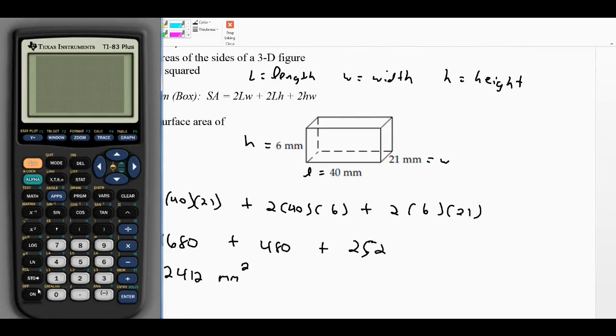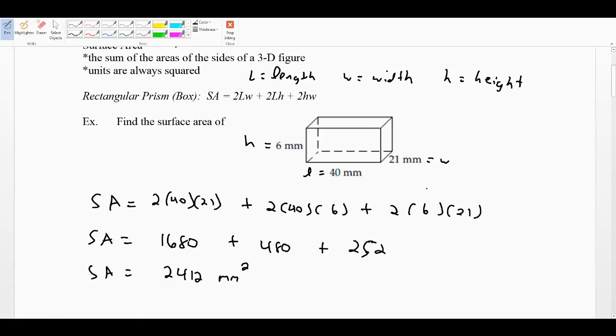Now let's type it in all at once in the graphing calculator. That's 2 times 40 times 21 plus 2 times 40 times 6. I can also use parentheses. Plus 2 times 6 times 21, as it's written down on the paper. We get the exact same answer, 2412. So either way, I'll probably be using the graphing calculator from now on.